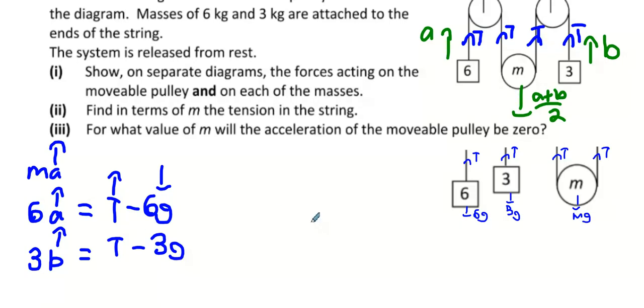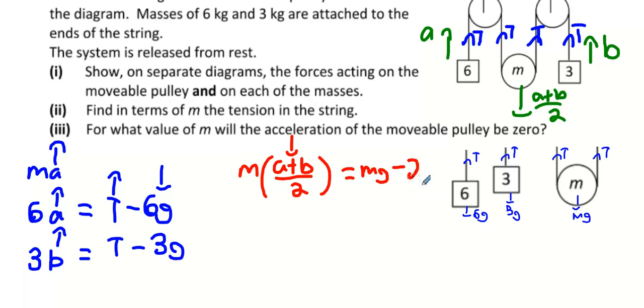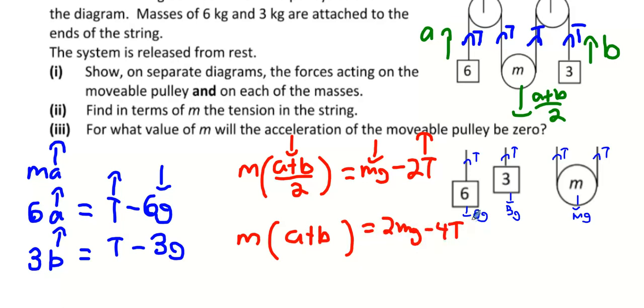Okay, next one. I'll do the next one over here for a second. What do I get? It's going to be M times A plus B all over 2 equals what? Equals, yeah, it's going downwards, isn't it? So mg minus 2T. Now, I generally don't use the fraction on this. I'm going to sub it out. So I'm going to keep the m and multiply both sides by 2. Is that right? I'm just going to leave the A plus B alone for a second. And that's going to be 2mg minus 4T. Got rid of the fraction.